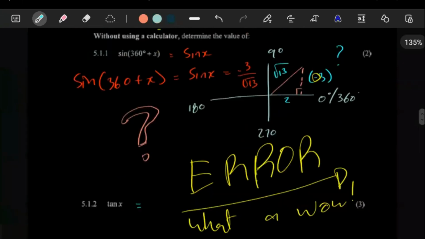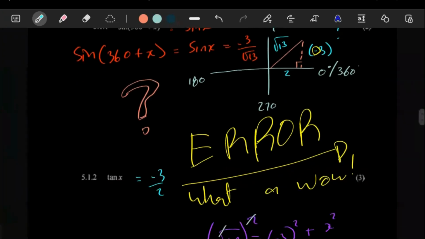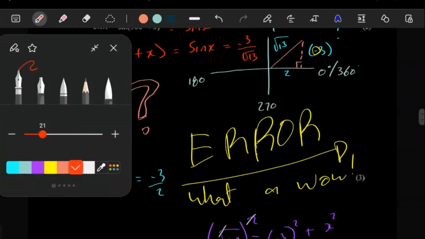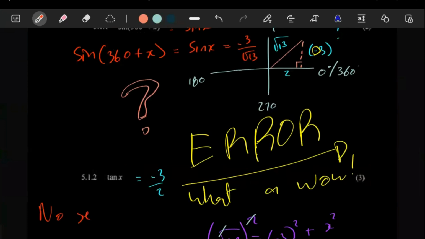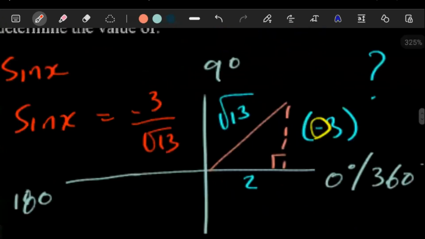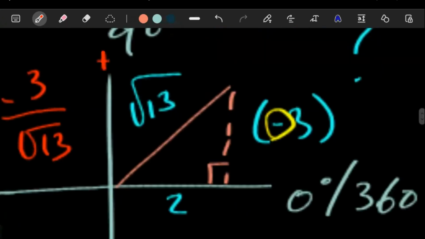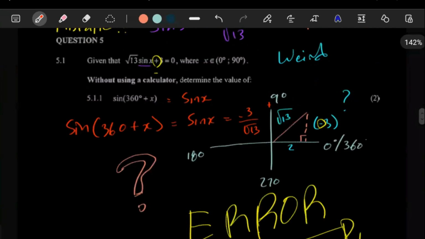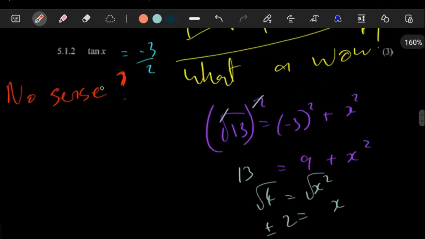So the value of tan x would be opposite over adjacent, so it's like -3 over 2. But then it makes no sense at all. For the sake of carrying on with what we're doing, let's just carry on. But this -3 is definitely a mistake, because this is the positive side. So either this has to be a +3 over 2. I'll just put +3 over 2 actually. Let's just do it like that.